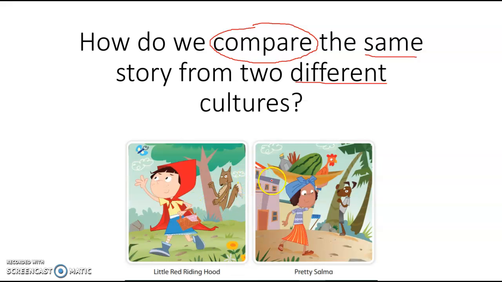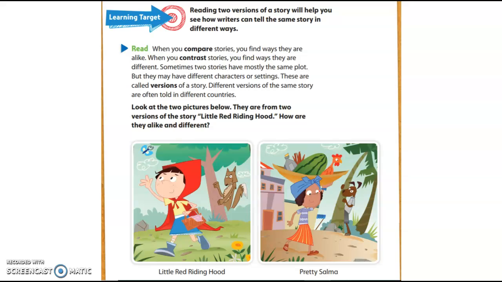If you look at the pictures below, these are illustrations from the same story from two different cultures. So they're two different versions of Little Red Riding Hood. Reading two versions of a story will help you see how writers can tell the same story in different ways.